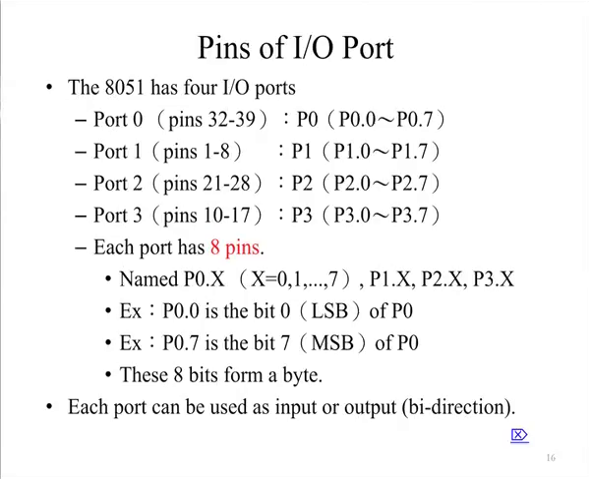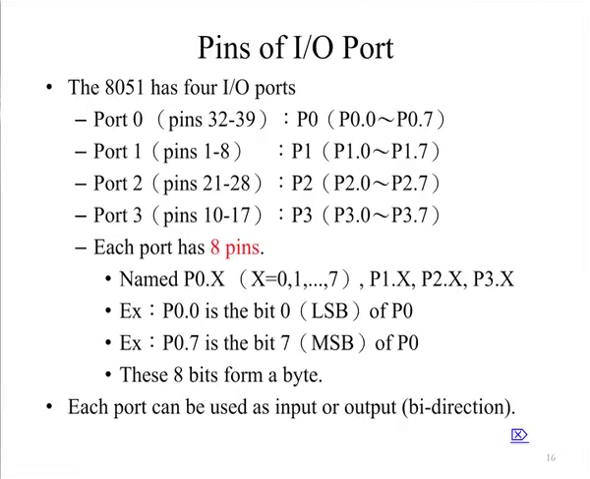Now let us discuss the various pins of the I/O ports. The 8051 has 4 I/O ports, that is port 0, port 1, port 2 and port 3. The dedicated lines are shown here. Port 0 has pin numbers 32 to 39, and they are P0.0 to P0.7. Similarly, port 1 has 8 dedicated lines, that is pin numbers 1 to 8. They are known as P1.0 to P1.7.